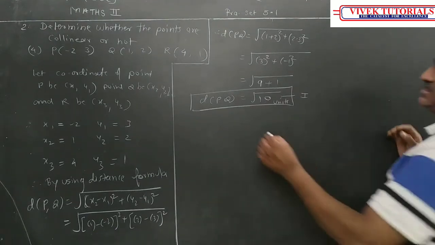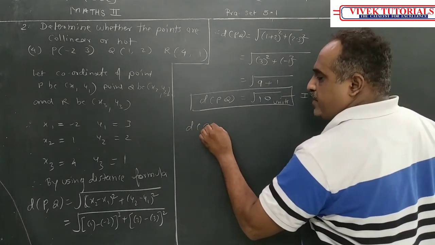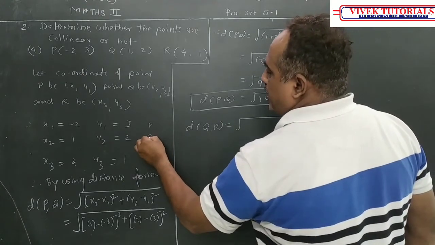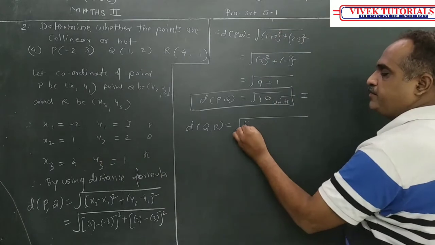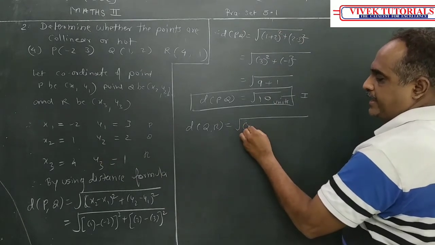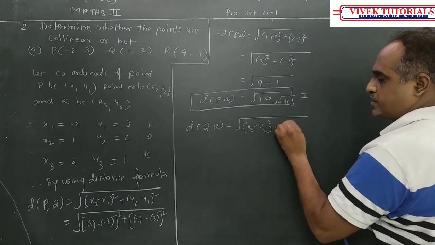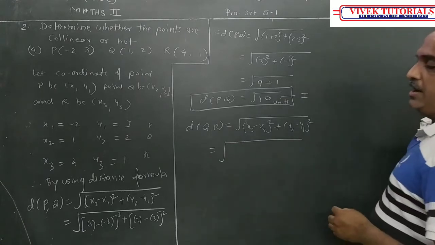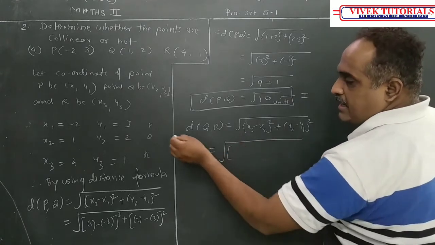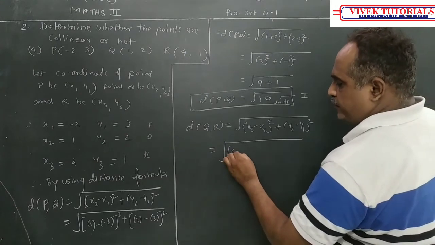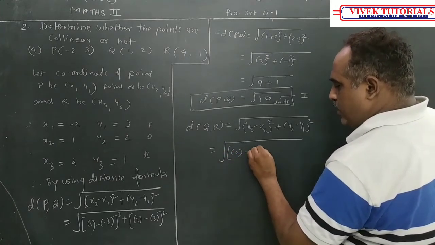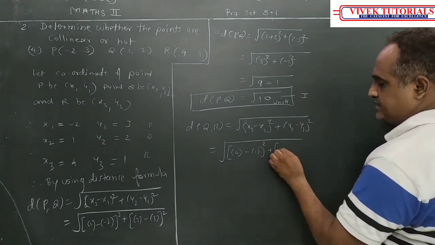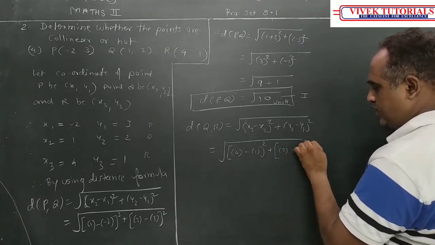Now we'll find out distance QR. Distance between point Q and R. This is P, Q, and R. R means this. Now what I would write? x3 minus x2 the whole square plus y3 minus y2 the whole square, that is equal to under root, in square bracket, x3 is 4 minus 1 the whole square plus y3 is 2 minus 3 the whole square.